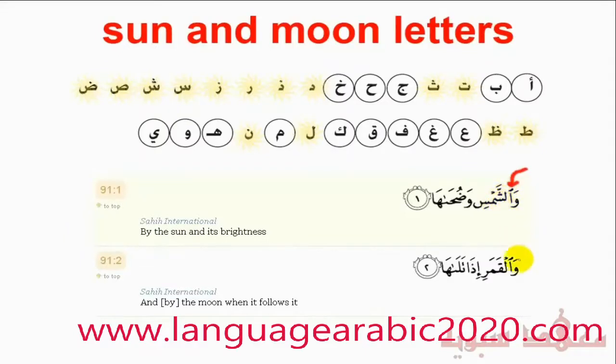Then we have wal-qamari idha talaha. Wal-qamar. See, notice the lam here has a sukoon on it. Now in the mushaf, when the lam is not pronounced, it doesn't have any sign on it. It's written, but there's no sukoon. But here it's wal-qamari idha talaha. So the qaf is from huruf al-qamariyya. Now let's take examples of this, inshallah.